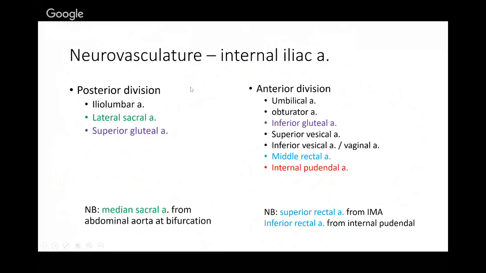The internal iliac is further divided into posterior and anterior divisions. Just remember, the posterior has fewer branches: just iliolumbar, lateral sacral, and superior gluteal. The rest are going to be the anterior division. The very important one is the internal pudendal artery, because that's the one that goes and supplies most of the structures in the perineum. You can read the details in your own time.